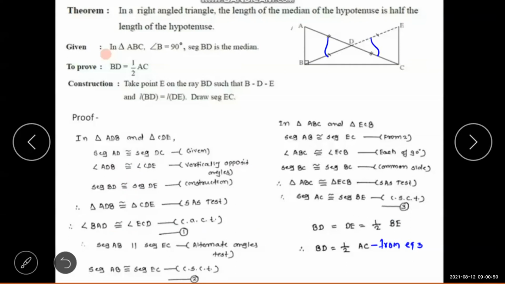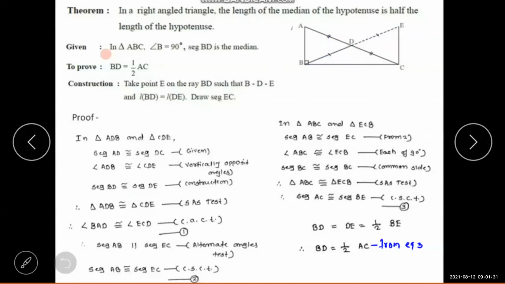Now, segment BD is congruent to segment DE. Why? Because of the construction. So, by this SAS test. SAS test means this side, then this angle, and this side. So by SAS test, both the triangles are congruent to each other.